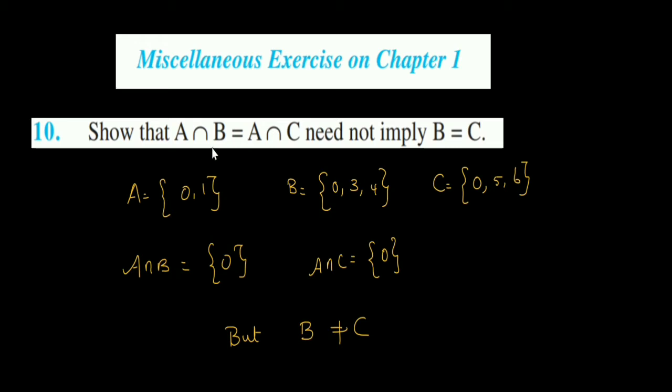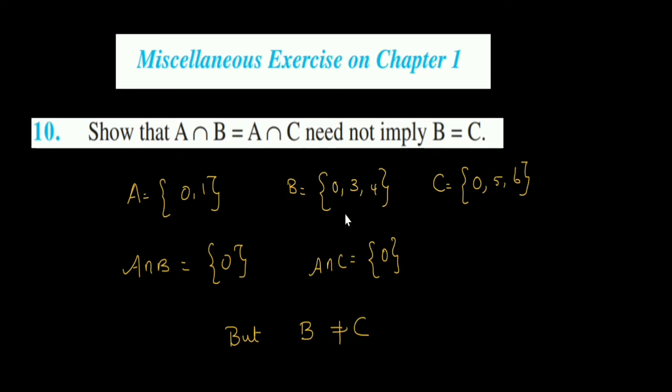Now, what is A intersection B? 0. A intersection B is {0}. Now, what is A intersection C? I have taken C as {0, 5, 6}. What is A intersection C? What is common to A and C? 0. So A intersection C is also {0}. That means A intersection B is equal to A intersection C.